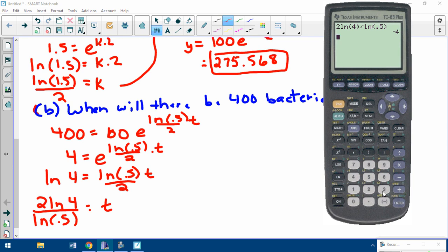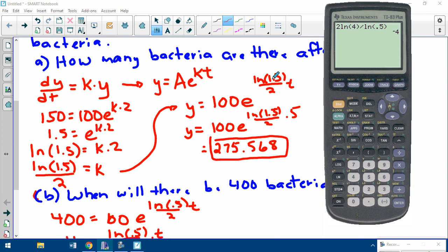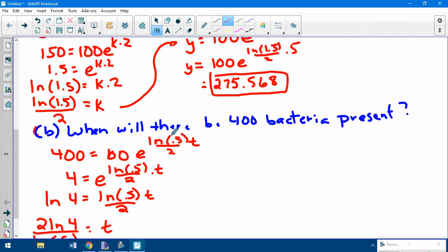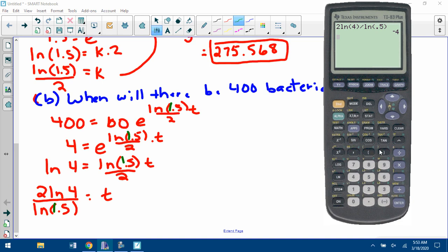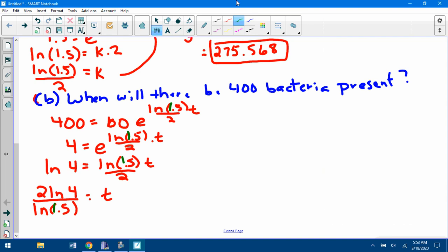Okay, what happened? Oh, I lost the 1.5. Sorry, that was a 1.5 up there. Stop groaning, you're fine. So that should be a 1.5 in each of those places. So it's really going to be 2 ln 4 divided by ln of 1.5. That looks better. 6.838 hours.